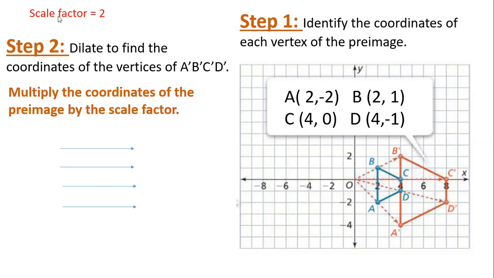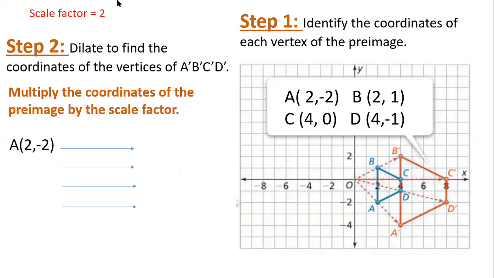If I multiply A prime. A prime, very good. And the same for the points B, C, and D. So first step, we find the coordinates of A, B, C, and D. After this, we check that the scale factor we have is equal to 2. So we multiply the scale factor by the x coordinate, and we multiply the scale factor by the y coordinate. Clear? Yes. Okay. Now, I have the point A, 2, -2.